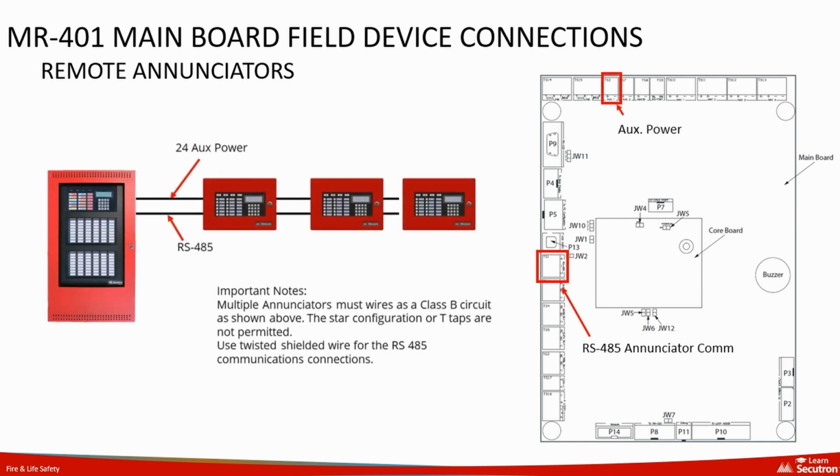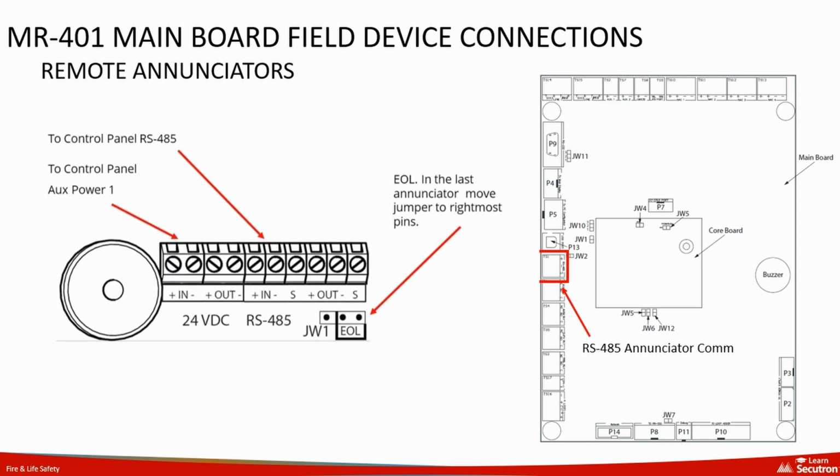The annunciators must be wired in a Class B style circuit, as depicted in the diagram. For this specific circuit, it's essential to use twisted, shielded pair wiring for the serial communication line to ensure signal integrity and reduce electromagnetic interference. Annunciators also require 24 volts DC, which can be connected to the aux power circuit on the main board.